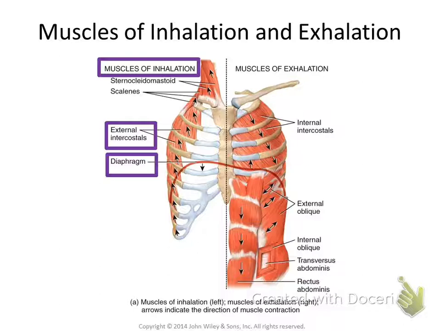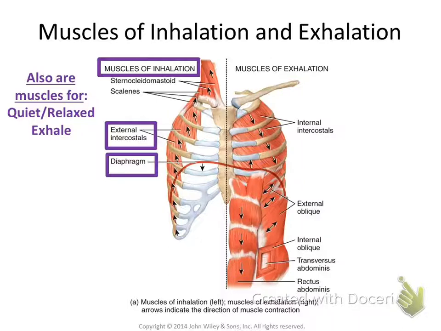All right, so what's going to help us with changing the volume or the size of our container? Muscles are. And different muscles, depending on if we're doing quiet, resting breathing, or if we're doing forced breathing. So if we focus on a relaxed inhale, like the breathing that you're doing right now, there are only two different types of muscles that help us with that, the external intercostals and the diaphragm. If we do a relaxed exhale, it's still those same muscles that are working, but a relaxed exhale is a passive process, whereas a relaxed inhale is an active process.